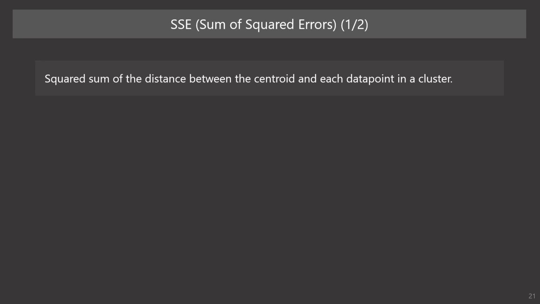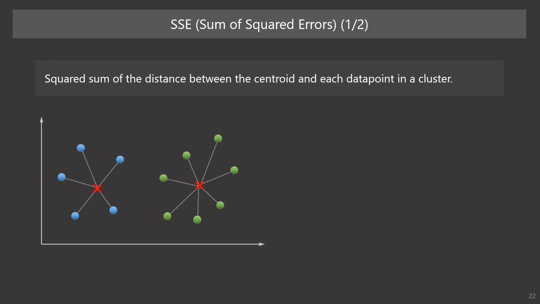To determine the k value, we can use a metric called sum of squared errors, SSE for short. SSE is the squared sum of the distance between the centroid and each data point in a cluster. In these figures, we have two clusters, that is, k equals 2. Each dot represents a data point and crosses the centroids. In the left, the blue cluster consists of 6 data points.